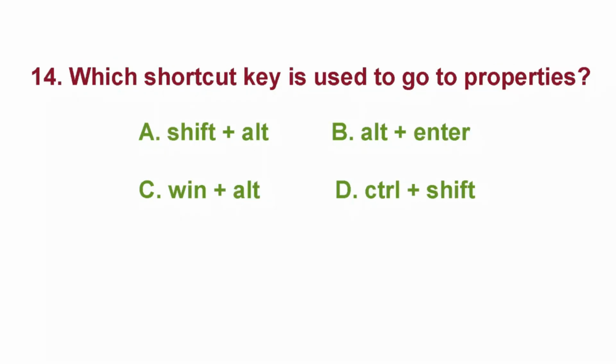Which shortcut key is used to go to Properties? A. Shift plus Alternate. B. Alternate plus Enter. C. Windows plus Alternate. D. Control plus Shift. Answer B. Alternate plus Enter.